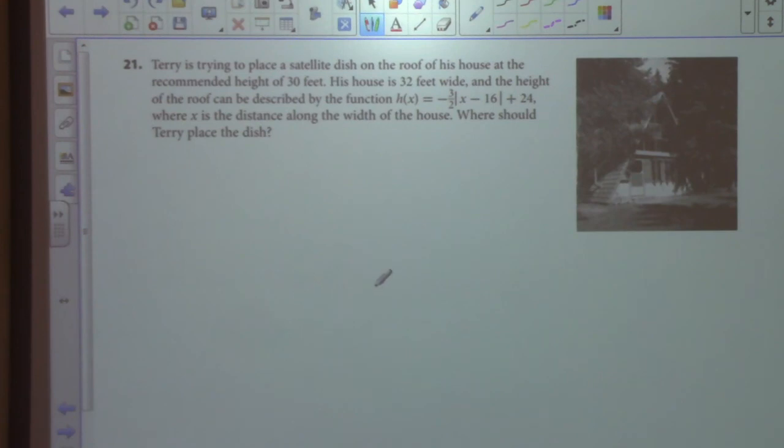Why is he placing himself like this? Good point. Where should Terry place the dish? He wants to save the $79 installation fee. Maybe he works for one of those. Then Terry should know.